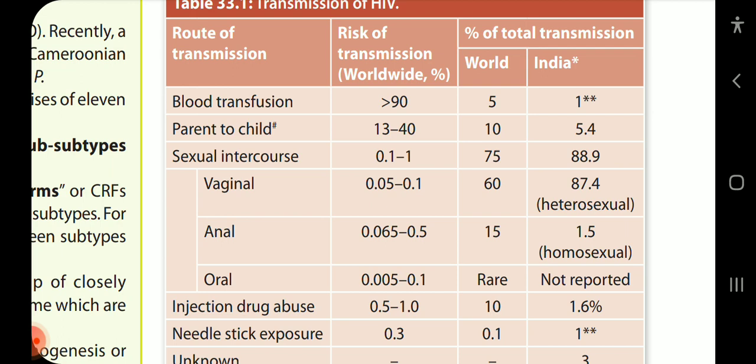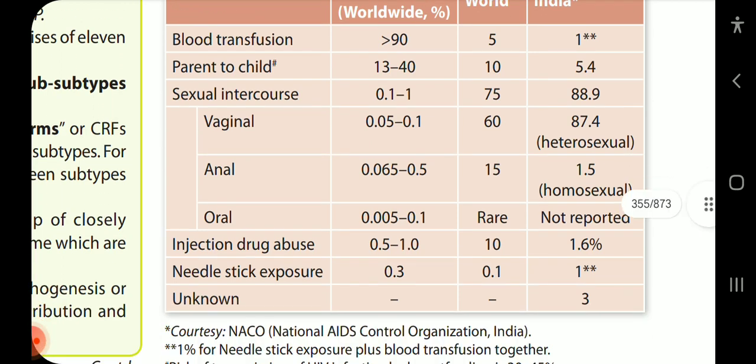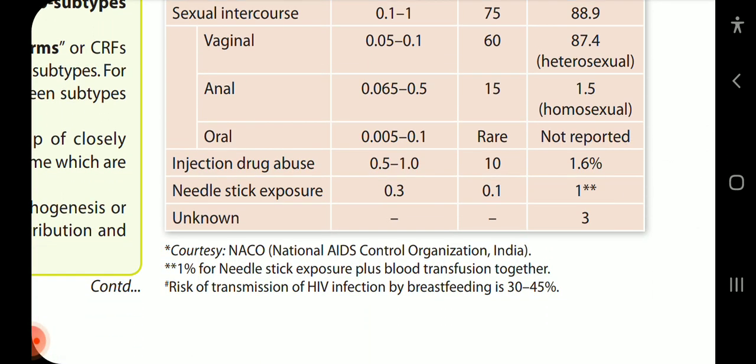Parent to child is 13 to 40%. Sexual intercourse is 0.1 to 1%, in which vaginal accounts for 0.05 to 0.1. Anal accounts for 0.065 to 0.5. Oral accounts for 0.005 to 0.1. Injection drug abuse accounts for 0.5 to 1.0. And needle stick exposure accounts for 0.3.